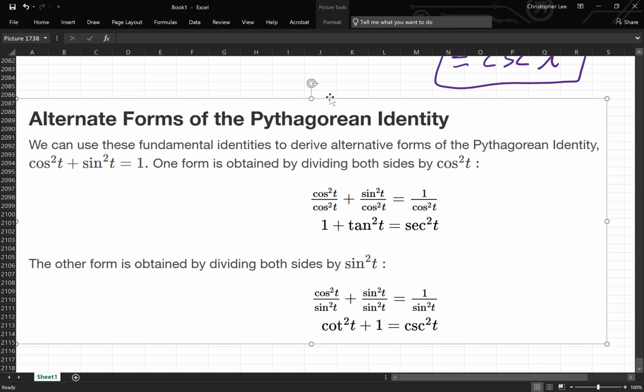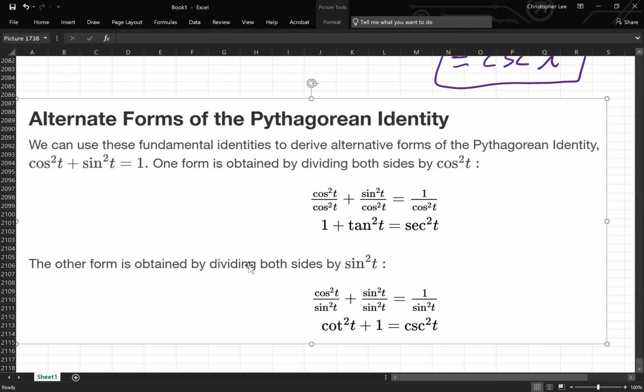One form is obtained by dividing both sides by cosine squared of t, right? So divide by cosine squared of t on both sides, you get 1 plus tan squared t is equal to secant squared t. Do I memorize that? No. Cosine squared plus sine squared equals 1. That's all I memorize, right?